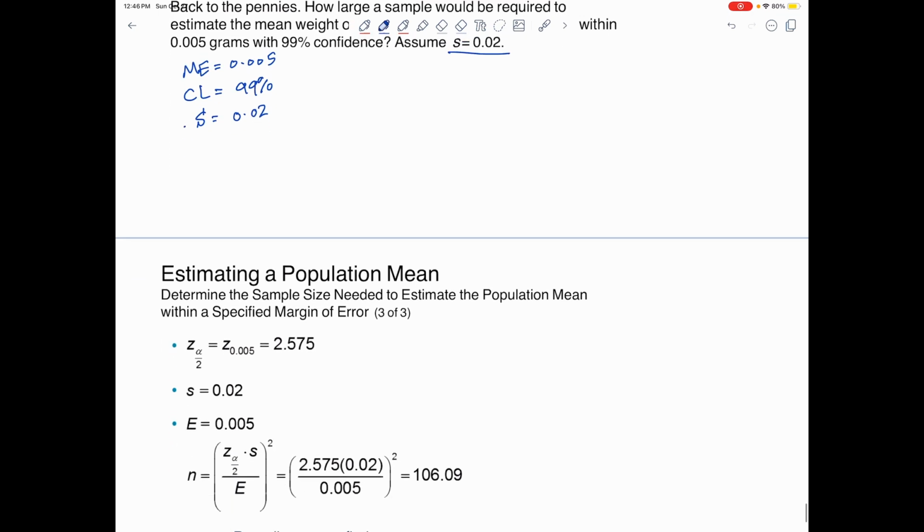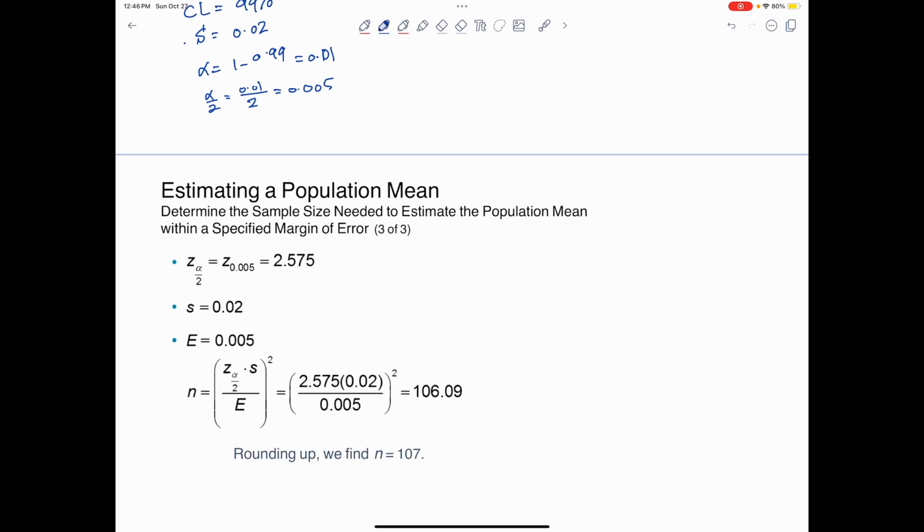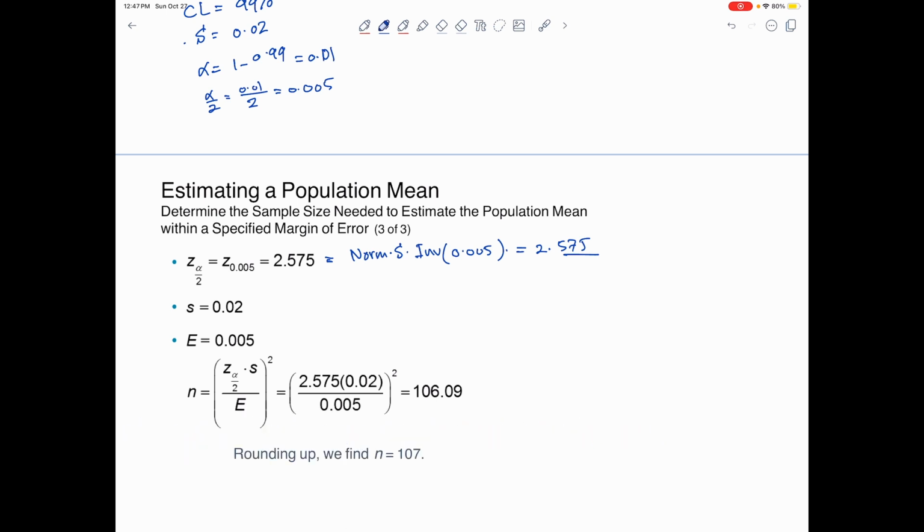Now the process. The first step is to find alpha divided by 2. So alpha in this case is 1 minus the level of confidence, which is 0.01. And alpha divided by 2 is 0.01 divided by 2, which is 0.005. Now to compute z sub alpha divided by 2, which is z sub 0.005, we use the normal distribution because z-scores follow the normal distribution. So we're going to say norm.s.inv of 0.005, and that should give us 2.575. Again, we're going to round to 3 decimals here for consistency.